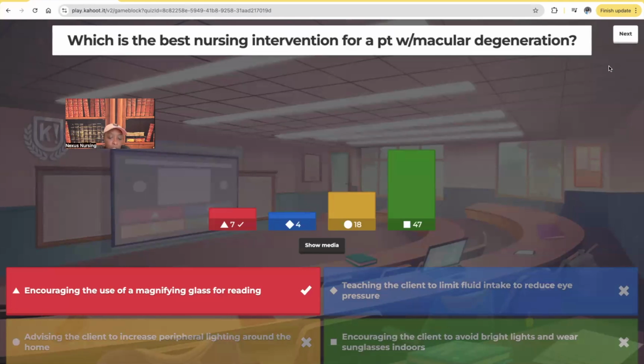So when it comes to macular degeneration, guys, part of the retina is called the macula. That's why it's called macular degeneration, right? Part of the retina is broken down. It's damaged. And usually this damage is caused by the aging process. And what it affects most is that central vision. I kind of gave you guys a clue because the picture I put on there was somebody reading. Their central vision's affected. So one of the teachings is encouraging them to use a magnifying glass when reading.